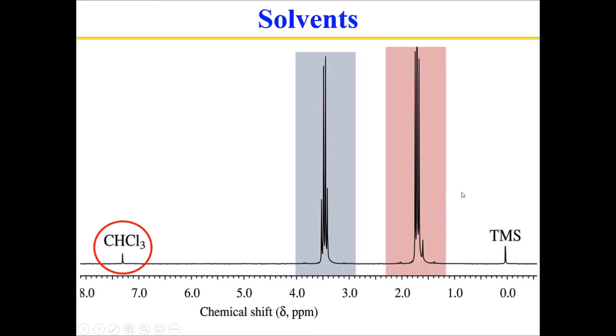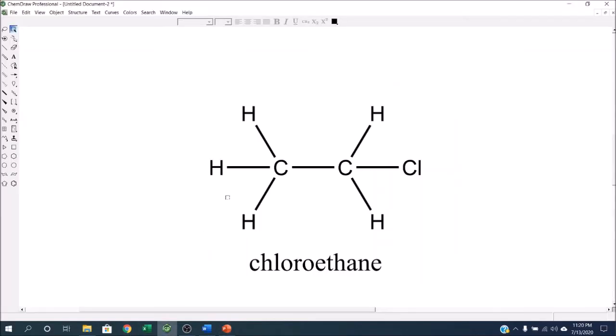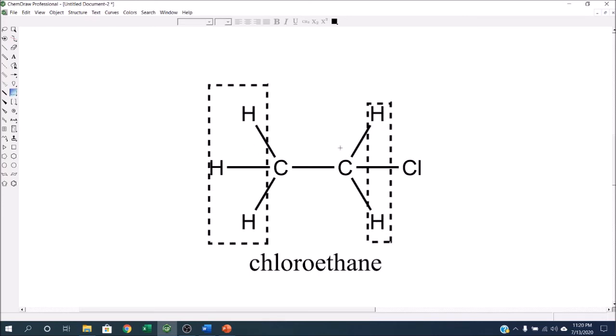These peaks on the right-hand side are the ones that are closest to TMS. They are more shielded, and these hydrogens have more access to electron density. The hydrogens on the left-hand side are closer towards the chloroform. That means that they are more deshielded and have less access to electron density. If we now go back to the structure of the compound, there were two peaks, so these two hydrogens would have accounted for one of those two peaks. I'm going to put a box around them. And these three hydrogens over here accounted for the other peak.